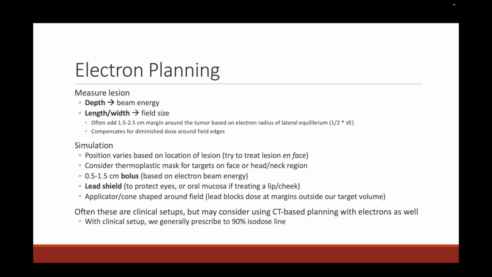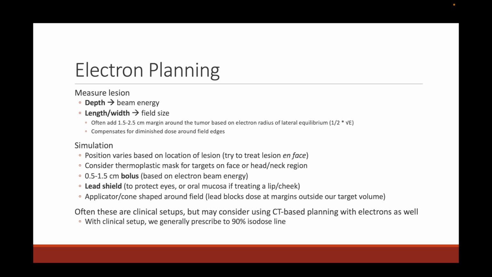When we simulate the patient, many times we will do a clinical setup, meaning that we're just going to put them directly on the treatment machine, draw out the area we want to treat, calculate and draw out what we want our lead cutout to be like for our cone or that electron applicator, and we go from there. So the simulation position is going to vary based on the location of the lesion.